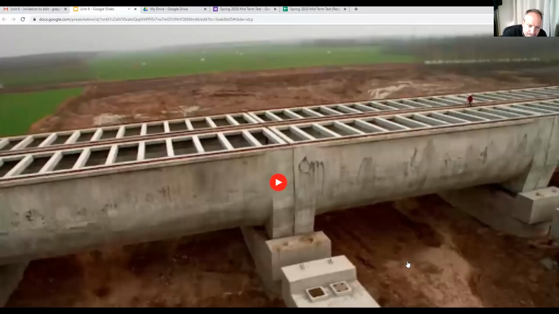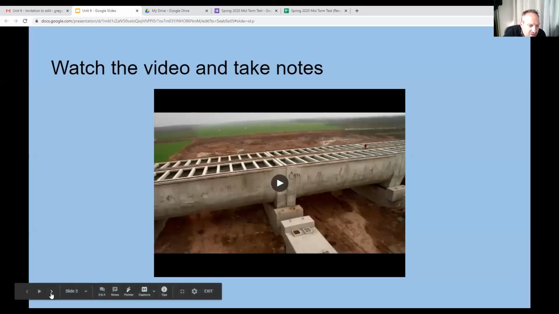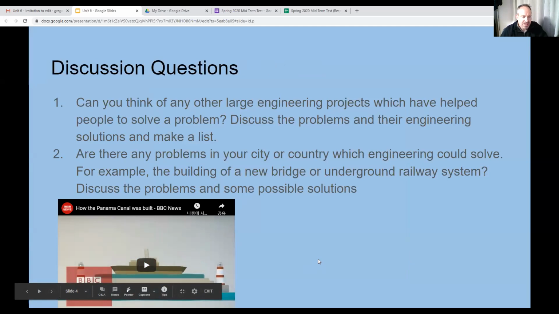Okay, let's keep going. So, yeah, amazing, a huge engineering project. Some of you, I'm sure, are engineers. You'll be planning and building something like this yourselves within a few years.